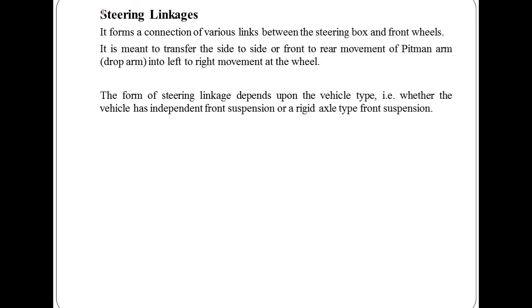So let's discuss the steering linkages. That part has already been covered in previous lectures. This is only the basics. Linkage means a connection of various links between the steering box and the front wheel. It is meant to transfer the side to side movement or front to rear movement of the pitman arm, also called the drop arm, into left to right movement at the wheel. Via the linkages, various movements are transmitted from one point of the system to another point. So it is the linkages between the steering box and the front wheels.